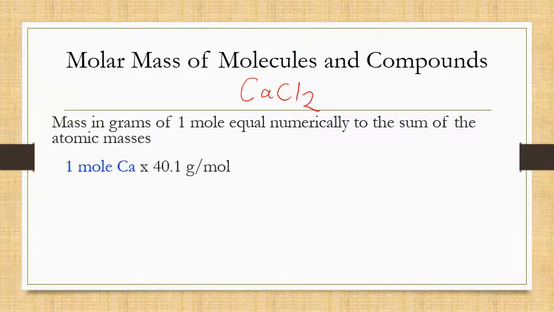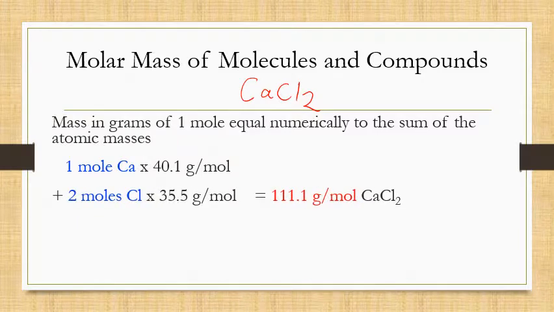Okay, so 1 mole of calcium times 40.1 grams per mole, which you get from the periodic table, plus 2 moles of chlorine, which are equal to 35.5 grams per mole each. So it gives you a total mass of 111.1 grams per mole of CaCl2.